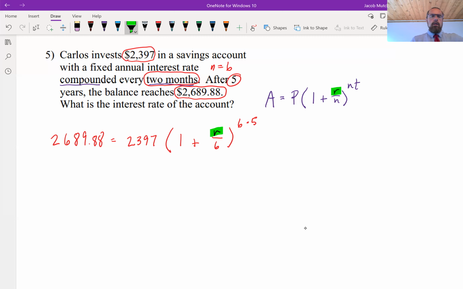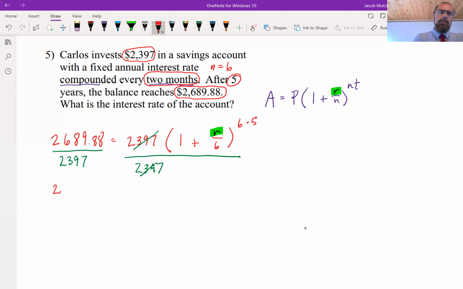So let's approach this one. I want to get that interest rate solved for. So what I'm going to do first is divide by this 2,397. A lot of times you want to get rid of that coefficient. So the division will cancel it on the right, and it'll show up under the future value on the left. So now what we got is $2,689.88, the future larger value, over the principal 2,397, equals just now the base 1 plus the rate over 6 to the power of 30.